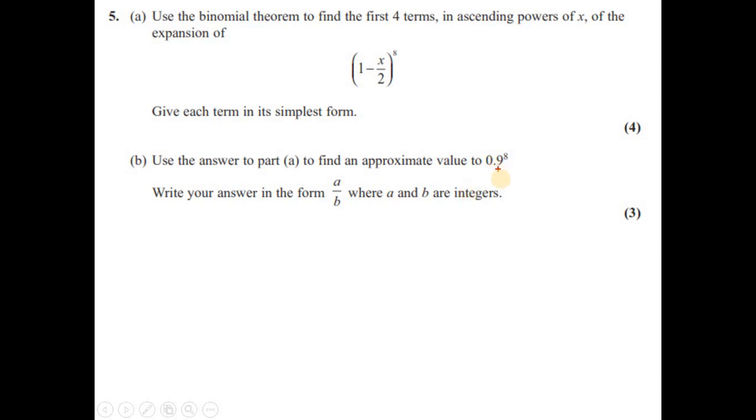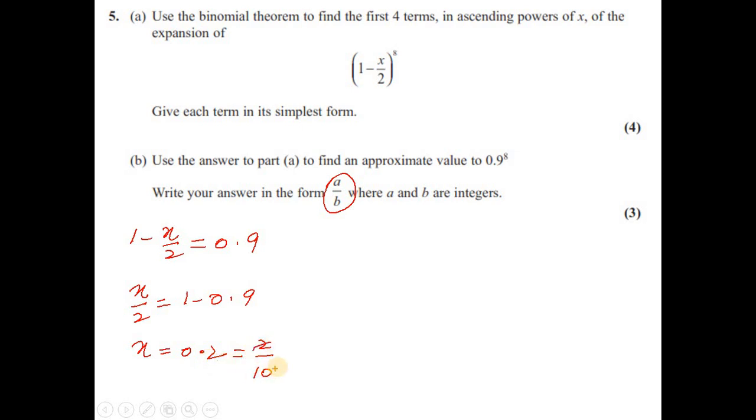Okay, so first of all, if you compare 1 minus x upon 2 to the power 8 with 0.9 to the power 8, you can say that 1 minus x upon 2 is 0.9, and after solving this equation you can figure out the value of x. x by 2 is equal to 1 minus 0.9, which is 0.1, and then x is equal to 0.2. Because we need to give the answer in the form of A by B, not in decimal, it's better to write 0.2 as 2 by 10 or 1 by 5. So x is equal to 1 by 5.